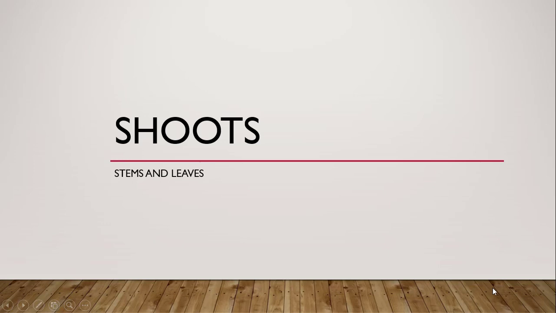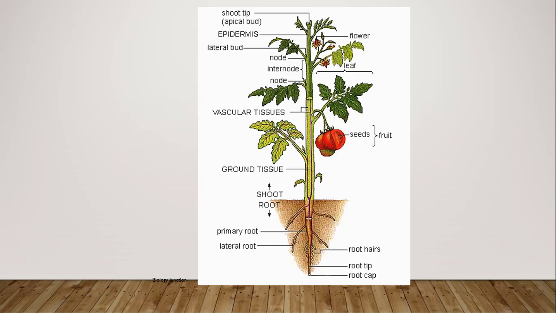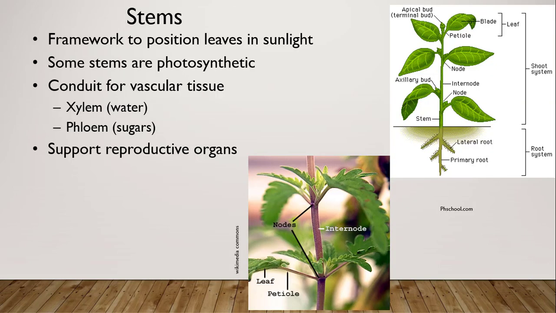Okay, so we've covered roots, and now we're talking about shoots, and this is basically stems and leaves. So once again, here is the anatomy of a plant, and shoots are basically anything that are above ground. So that's going to include fruit as well, fruits and seeds, etc. So stems are positioned to help leaves capture sunlight.